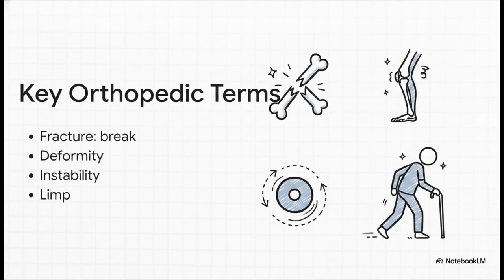A fracture? Simply a break in the bone. Deformity means an abnormal shape or alignment. You look at the limb and it just doesn't look right. Instability is when the patient tells you their joint feels loose or maybe it literally gives way under them.